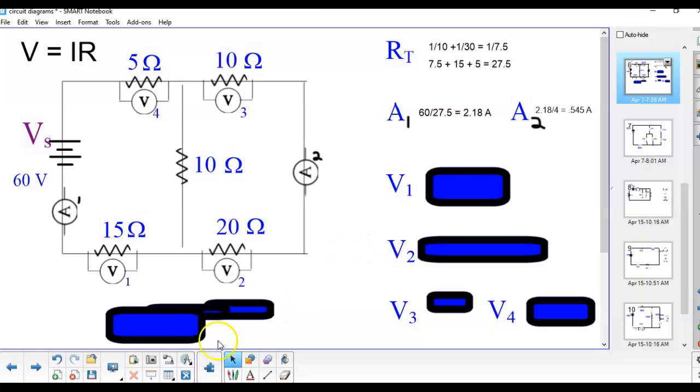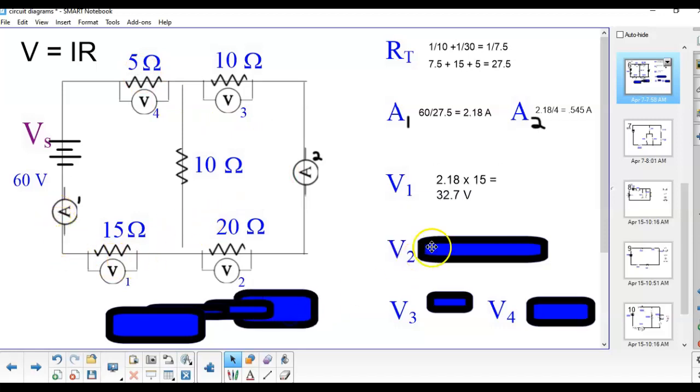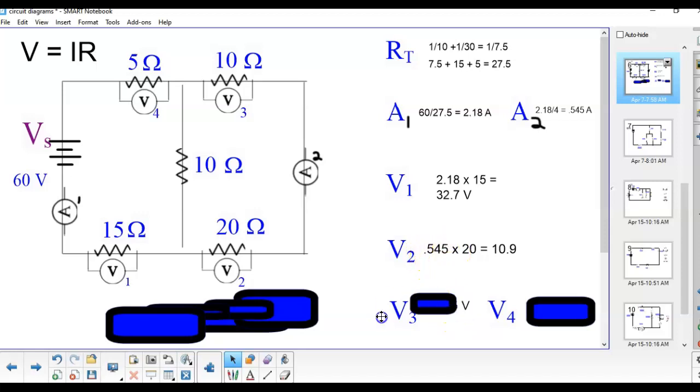Now it becomes quite easy to solve for the rest of these values. Remember, voltage is current times resistance. We have a current of 2.18 times 15 ohms, gives us that. Second, we have a current of 0.545 amps going through this 20 ohm resistor. So that gives us that voltage. The third voltmeter is measuring half of the resistance, so half of the voltage should go through here. 0.545 times 10 gives us that.